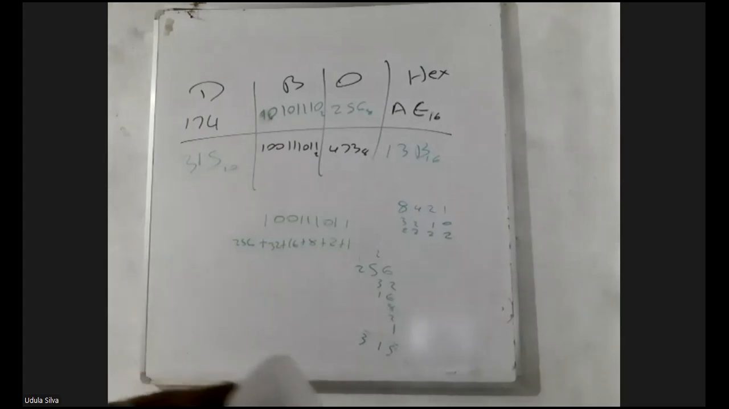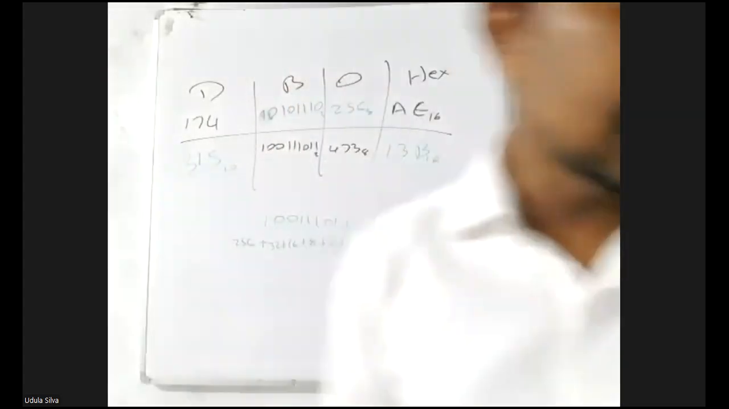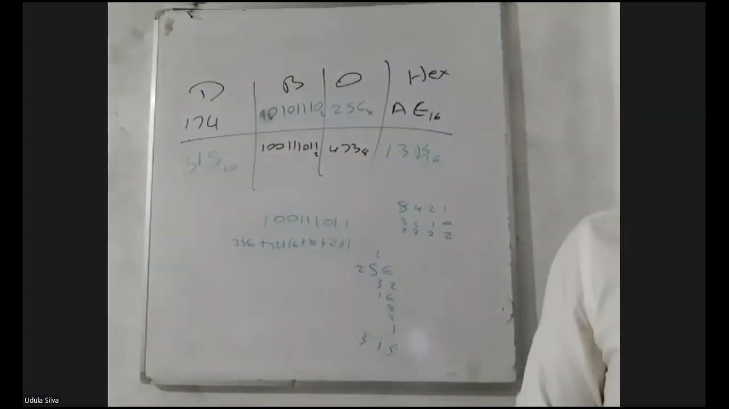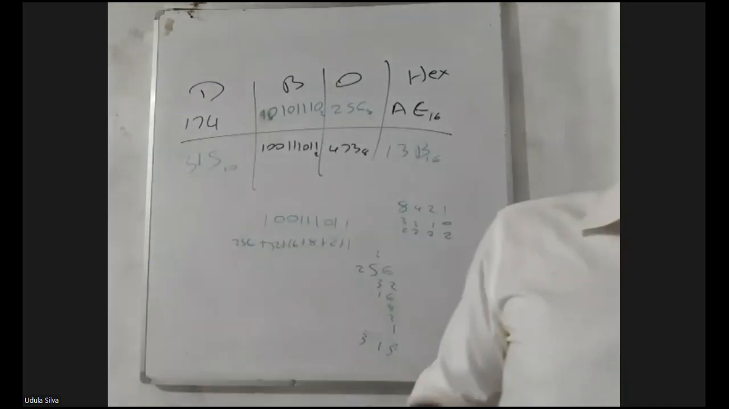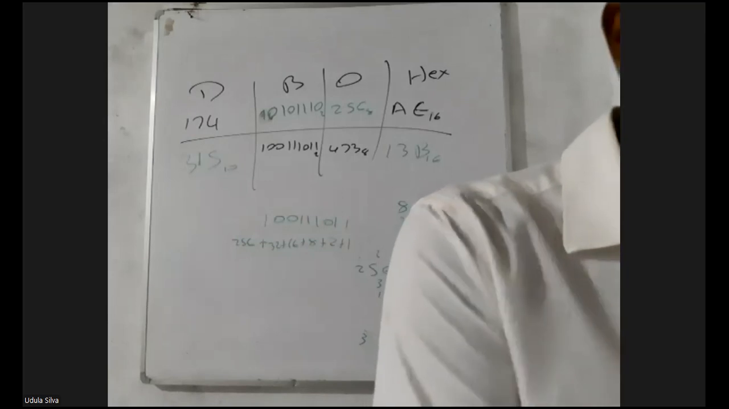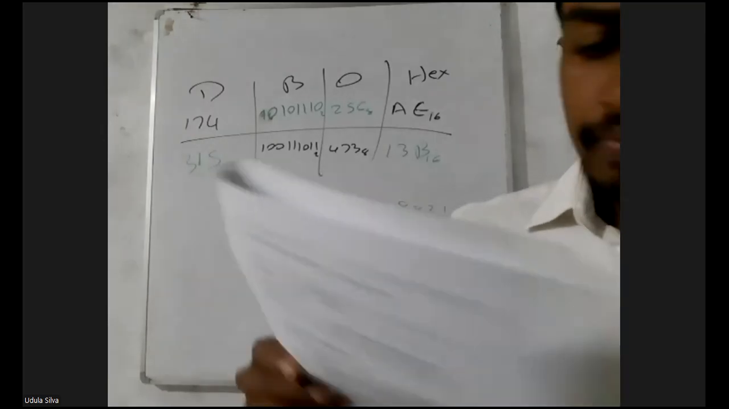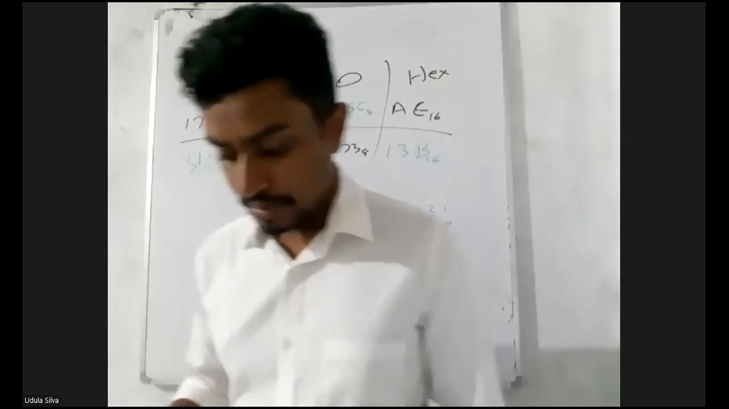See, check these values. Adding them gives 315 in decimal, and 13B in hexadecimal. Right. Okay.